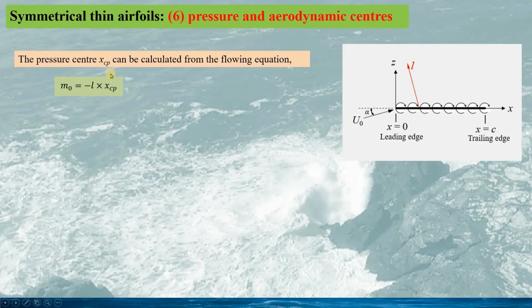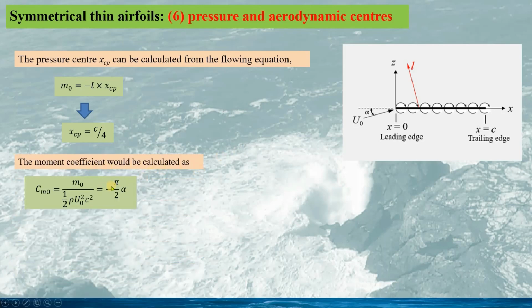Now we can calculate the pressure center xCp using this equation. The moment equals the lift times the pressure center, xcp. Here, the negative sign means nose down. So if we use the value for m0 and L, we can obtain the pressure center xcp would be a quarter of the chord after the leading edge.